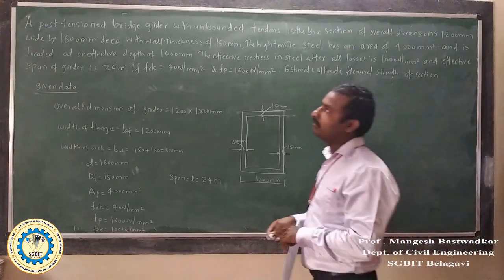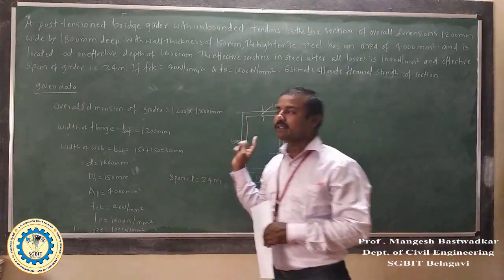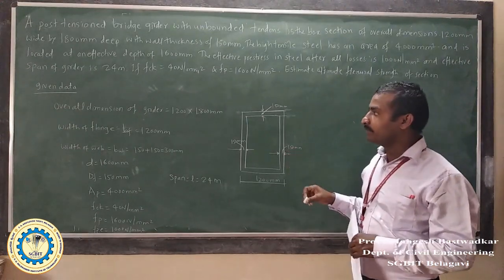This is the third type of problem on a box girder section. Okay, we'll solve this problem.